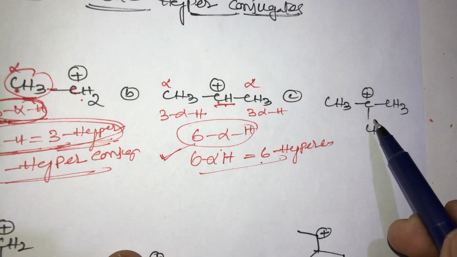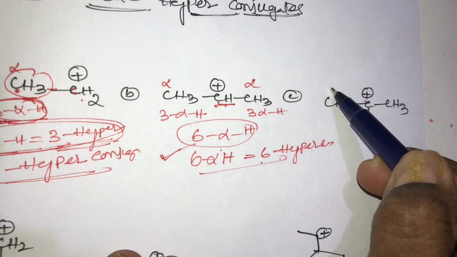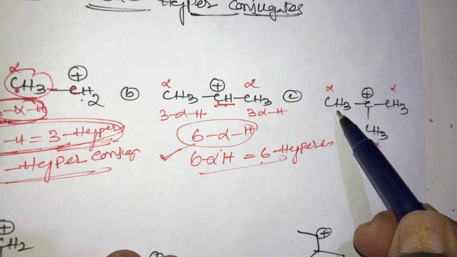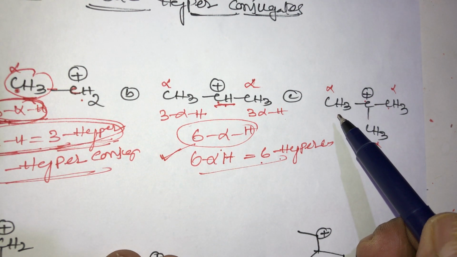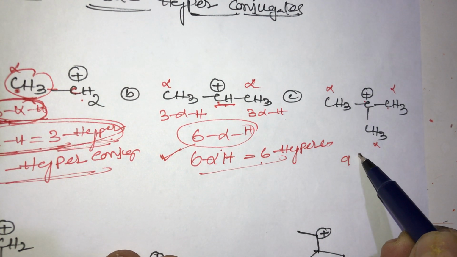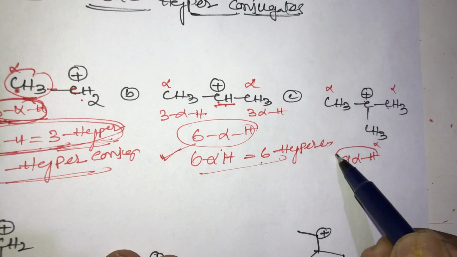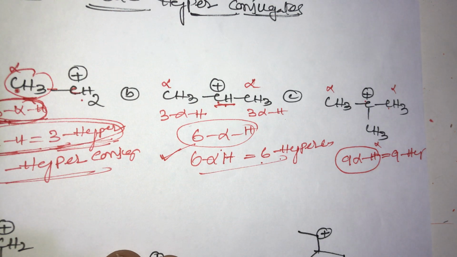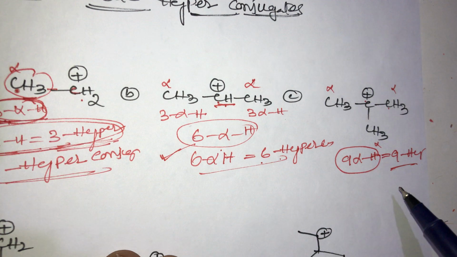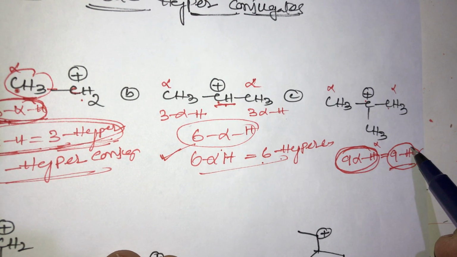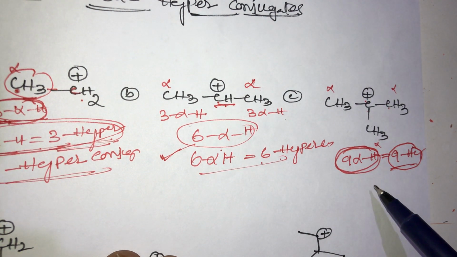What about the third example? Here in this compound, how many hyperconjugates are there? The carbon next to the positive charge is an alpha carbon, and the other two are also alpha carbons. Each alpha carbon contains 3 alpha hydrogens, and each alpha hydrogen equals a hyperconjugate. So a total of 9 alpha hydrogens are present, which equals 9 hyperconjugates. So in this compound 9 hyperconjugates are present.